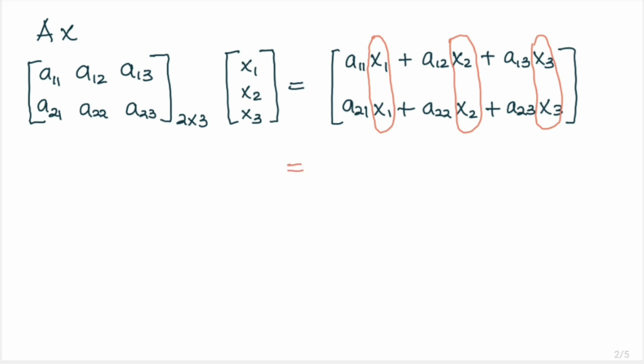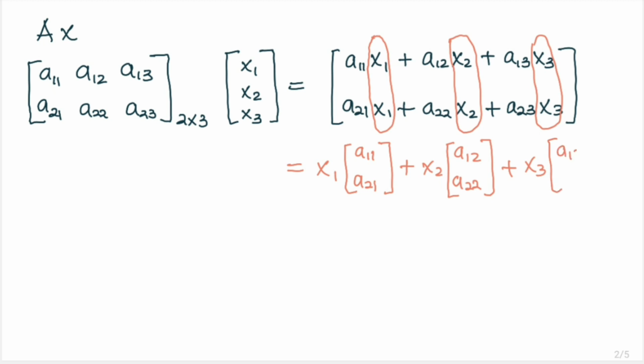And when we do that, this is what we get. We get x1 times this vector, which we can call A11, A21, plus x2 times this called A12, A22, plus x3 times A13, A23. So what does that tell us? That tells us that we are multiplying x1 and x2 and x3, which we got from this vector.